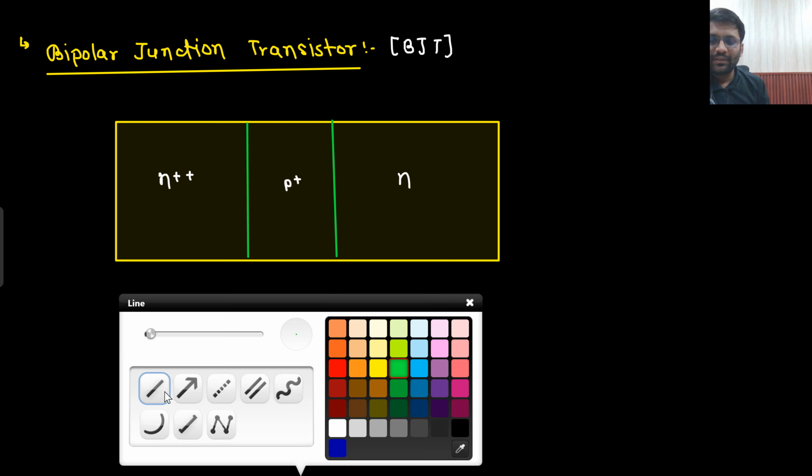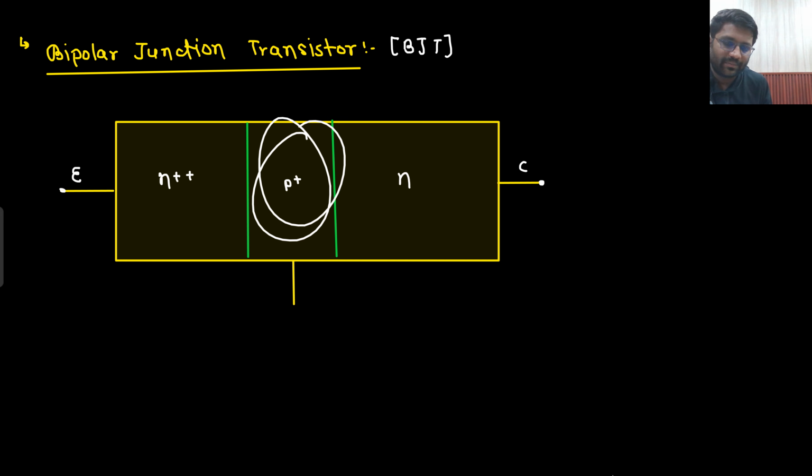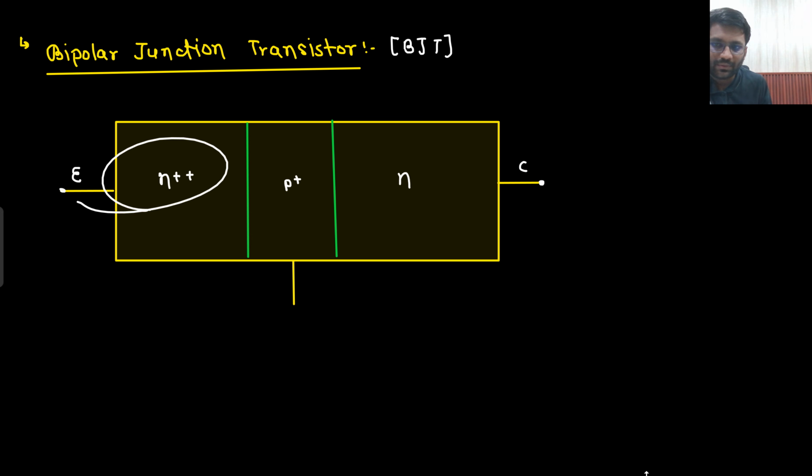Now, basically there are 3 nodes, right? This N region I am calling the collector. Why it is known as collector, you will understand. This particular N plus region I am calling the emitter, and this particular P plus region I am calling the base. Basically this line is connected to this region, and this line is connected to this region. So emitter, collector, base. Why these names are given, you will be able to understand. Don't worry.